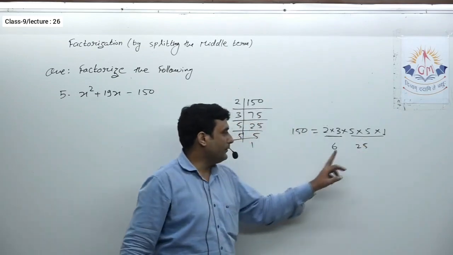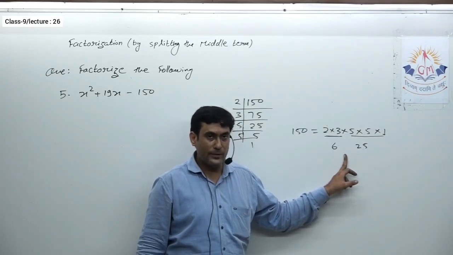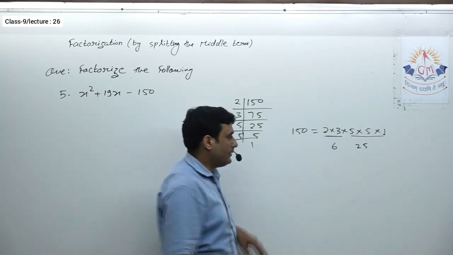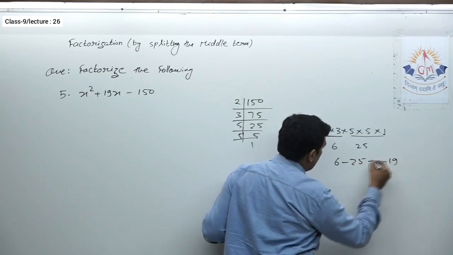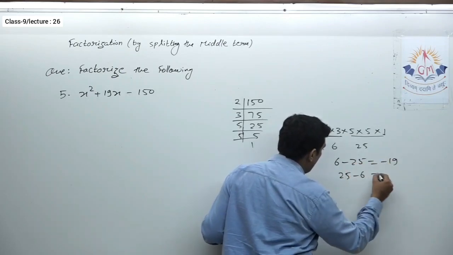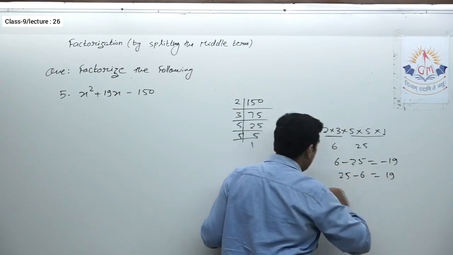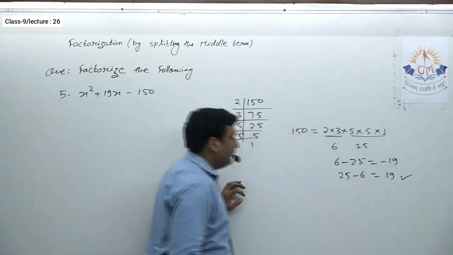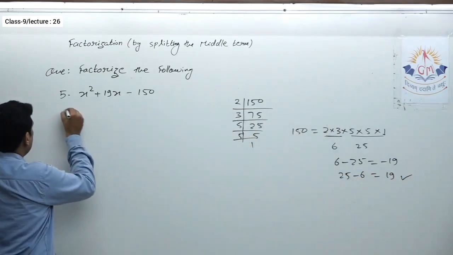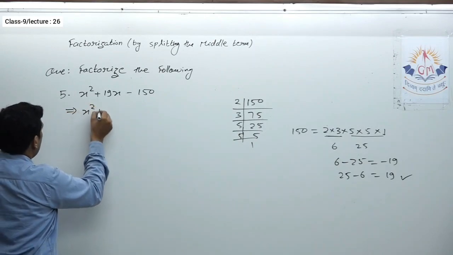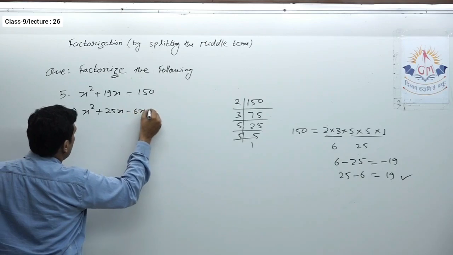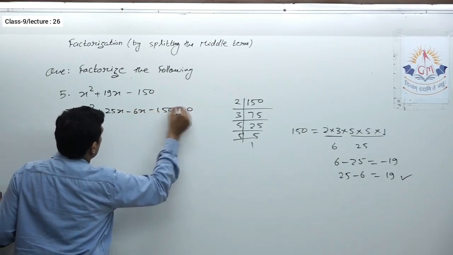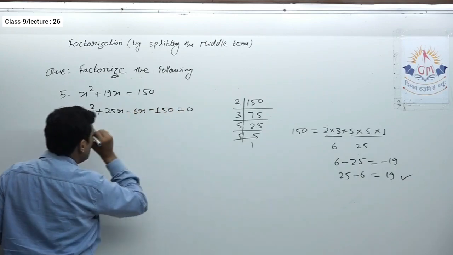Is their difference 19? Yes, definitely. If I do this I will get minus 19, or if I do this I will get positive 19. What I need is this. So here I simply write x square plus 25x minus 6x minus 150 is equal to, not x equal to 0.